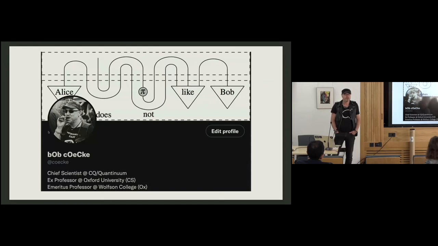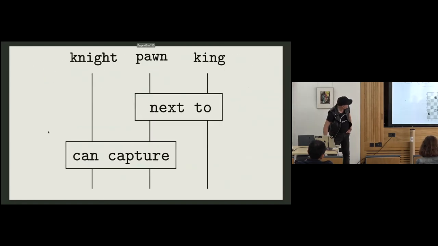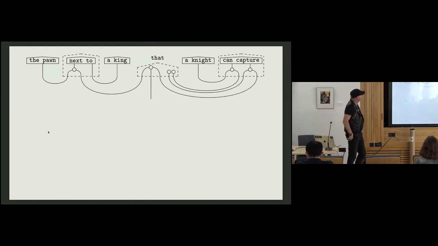Hi, yes, thank you for the talk. I had a very similar question, but regarding the ambiguity within the sentence itself, because the original pawn, knight, king sentence, I read it slightly differently, in that the king was the one being captured rather than the pawn. Is that ambiguous? So is the pawn next to a king that a knight can capture, is the king the one that's being captured, or is it the pawn the one that's being captured? And here you are in the end coming up with something that you determined one or the other, but essentially it's an ambiguous sentence.